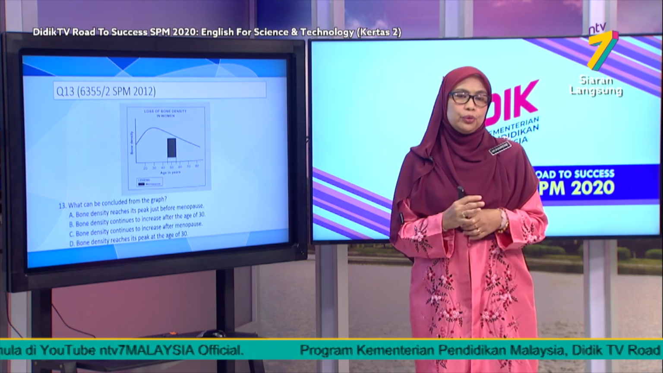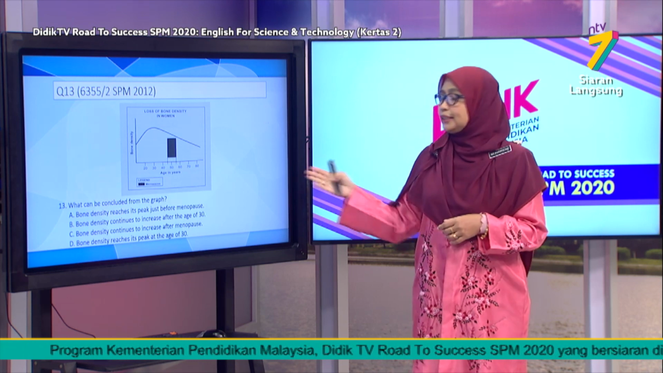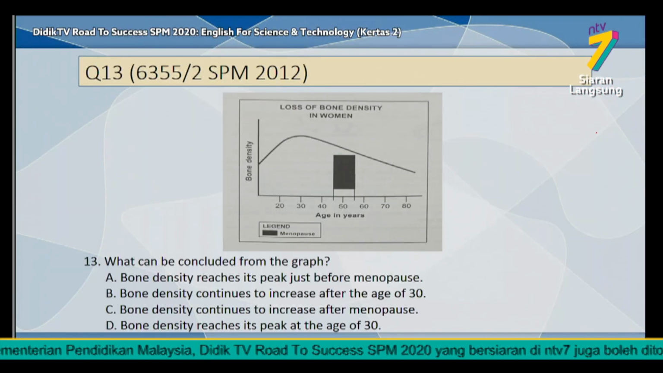Just now I gave you an example of two linear texts. So this is the different stimuli. Remember, for paper 2, there are different stimuli for the questions. This is in terms of a graph. You will be getting a graph about the loss of bone density in women, so you have to study the graph in order for you to find the best answer for number 13.